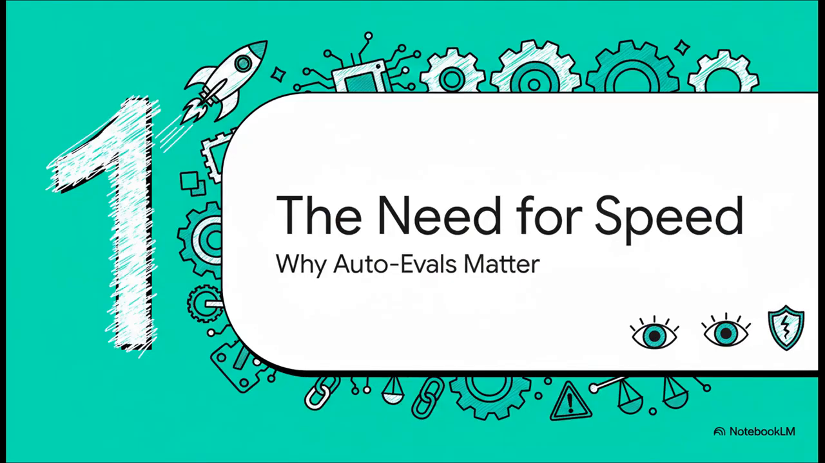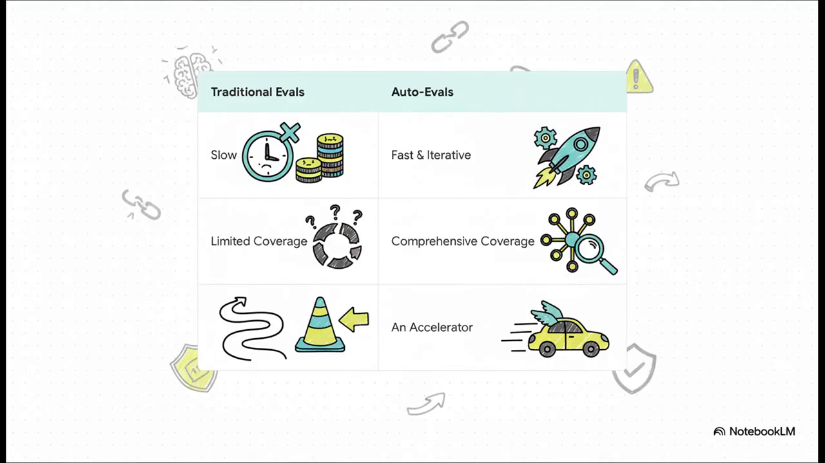Okay, so why is this such a big deal? Why all the buzz? It really boils down to one thing, that relentless, never-ending need for speed in AI development. I mean, just look at this comparison. It is a night and day difference. The old way, traditional evals, it's a total roadblock. It's slow, it's expensive, and let's be honest, you can only cover so many edge cases. But auto evals, they just completely flip the script. Suddenly you can do continuous, really comprehensive testing. You're turning that evaluation bottleneck into a full-on development accelerator.